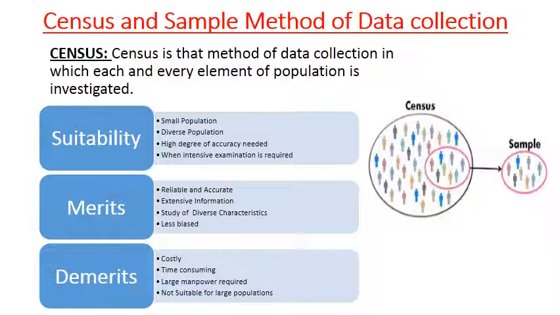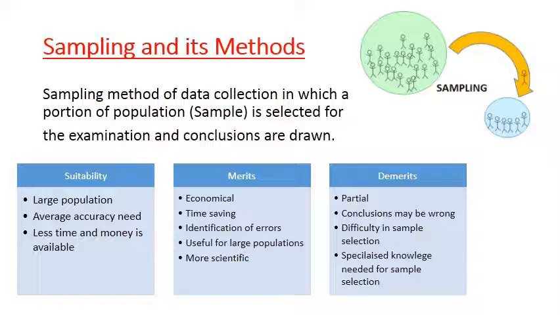Now demerits: it is costly, and it is time consuming as well, because when you study all the elements of the population, it will take much time and more money. The cost is very high, large manpower is required, and it is not suitable for a large population. The stress in this video will be on sampling and its methods, because we have already discussed the census method in the previous video.